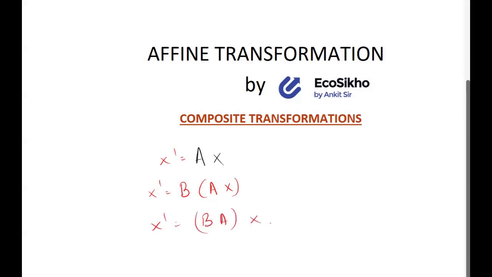Now don't forget, this B is the second transformation matrix, and this A is the first transformation matrix. Together, B and A is what we call a composite transformation. So let us understand this with the help of an example.